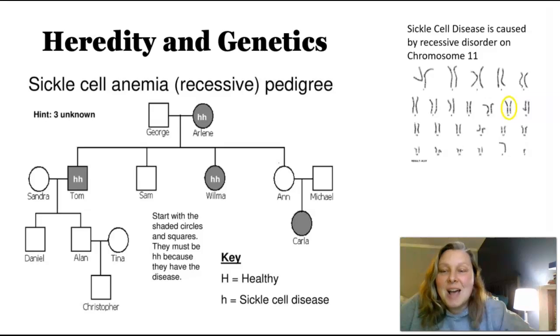So let's look at how we blend heredity and genetics together, and we often do this on a pedigree. So let's look at sickle cell anemia.